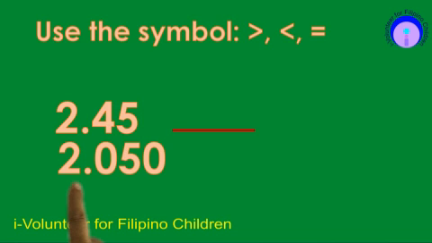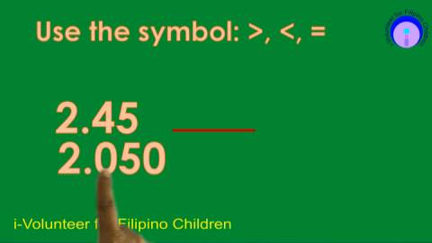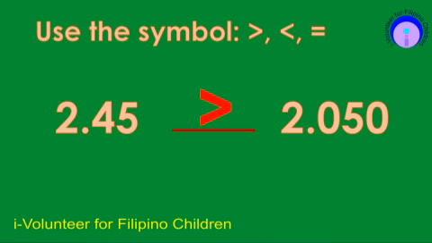Always start from the left. 2 and 2 are the same. 4 and 0 are not the same. 4 is greater than 0. That is why the symbol we are going to use is greater than. That is why 2 and 45 hundredths is greater than 2 and 50 thousandths.